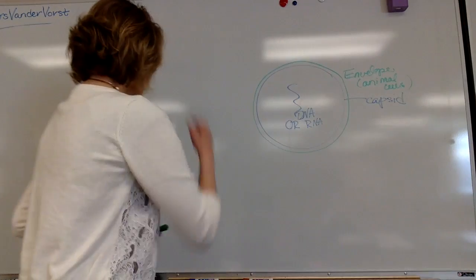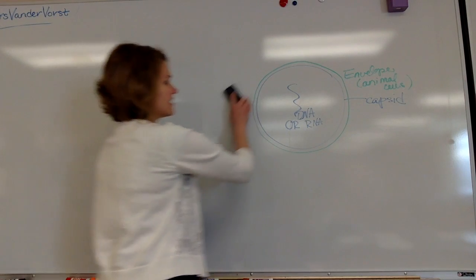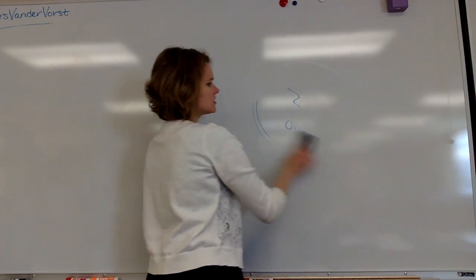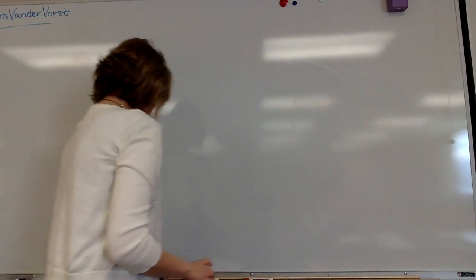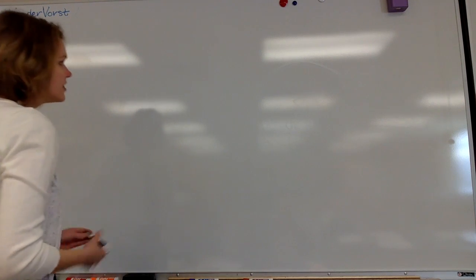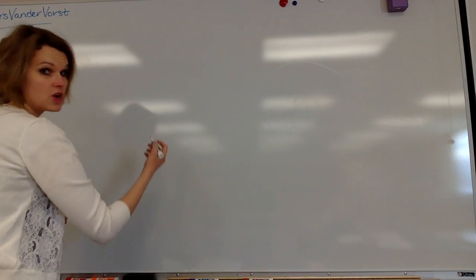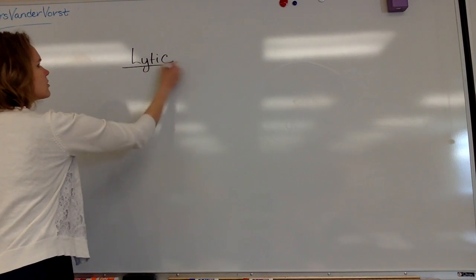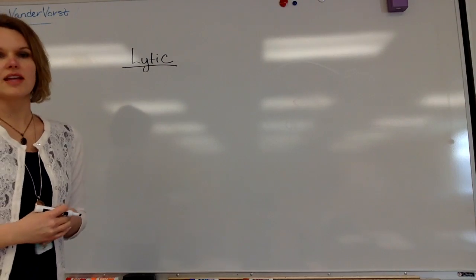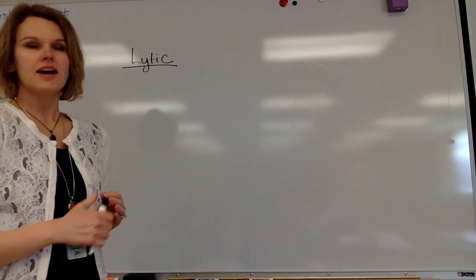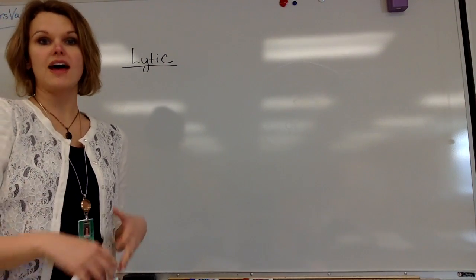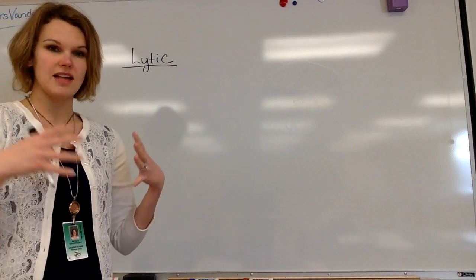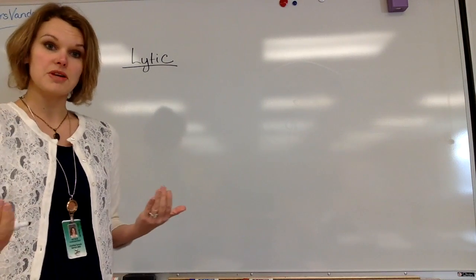Okay. Well, now we have to talk about the life cycle. There are a couple different life cycles that are possible in viruses. The first one that we are going to discuss is called lytic. The lytic life cycle is really fast. It spreads really fast. You have a lot of symptoms right away. It's a lot more violent appearing.